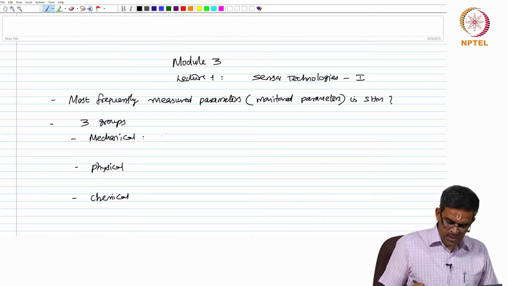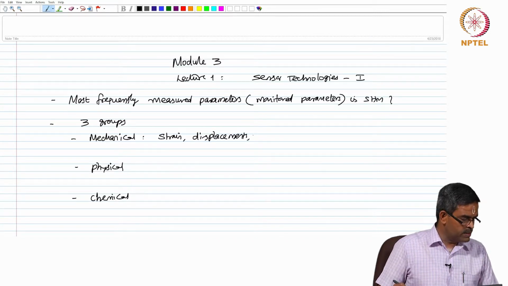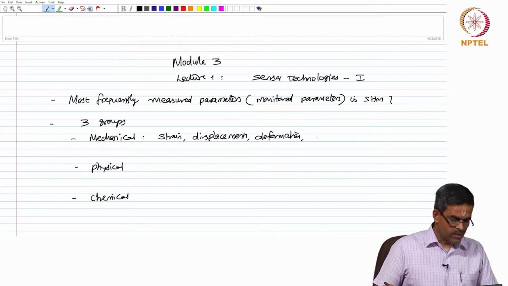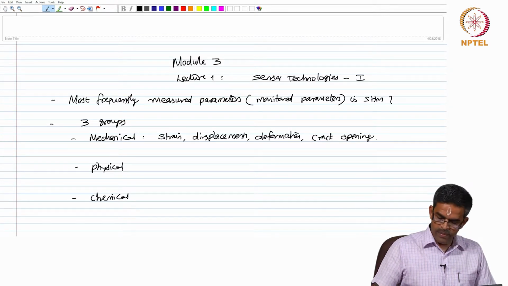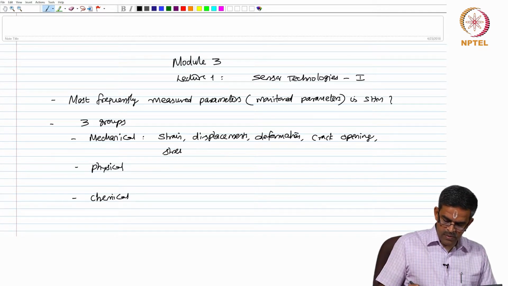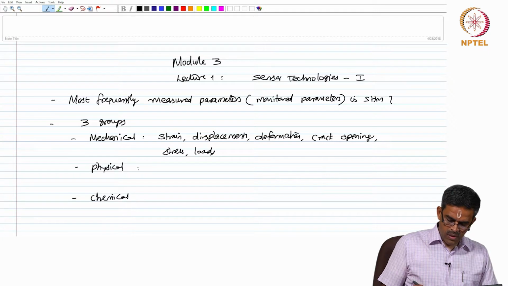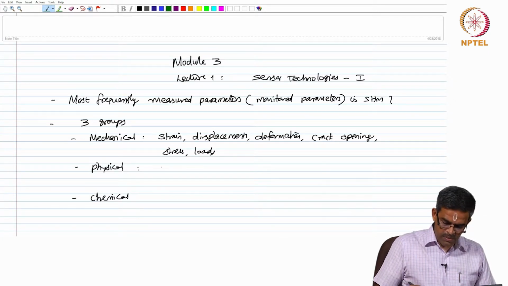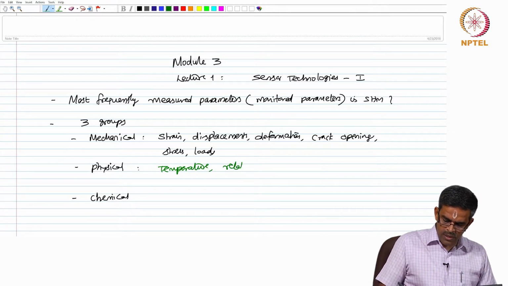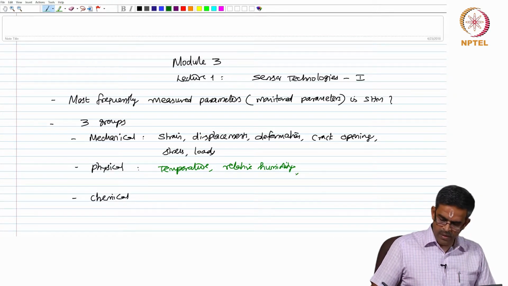Under mechanical parameters, we measure strain, displacements, deformation, crack opening, stress and loads. Under physical parameters, we measure temperature, relative humidity, and pore pressure.